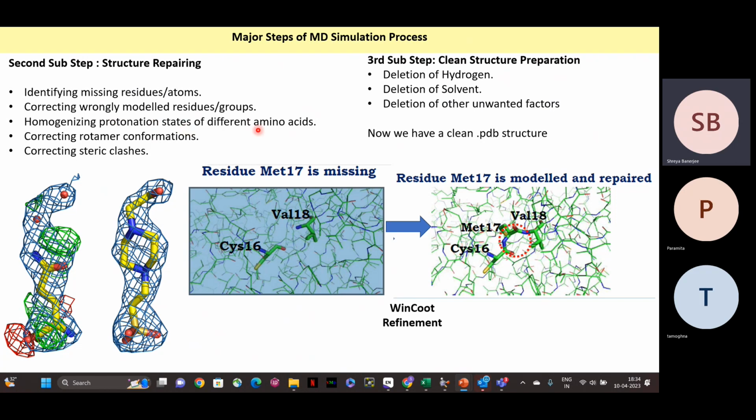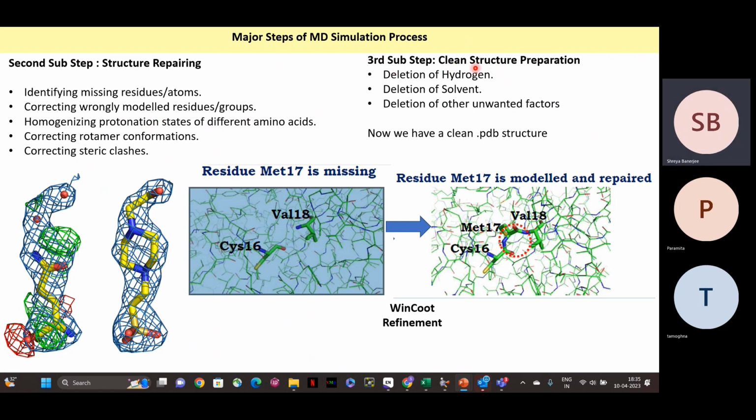Then the protonation states need to be homogenized, such that if we are studying the system at a particular pH, the protonation states of the acidic or basic residues must correspond to that particular pH. And the different rotamer conformations and steric clashes are also corrected.